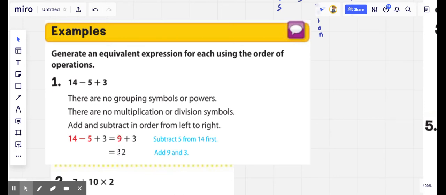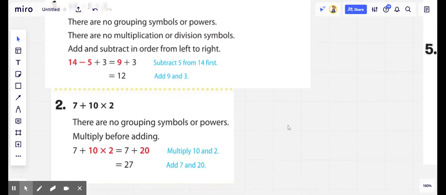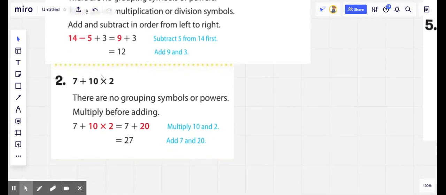All right. Let's look at example number 2. Number 2 is 7 plus 10 times 2. All right, there's no parentheses or powers, no exponents, but there is multiplication. Okay, so we have to multiply before we add, because multiplication comes before addition and subtraction in the order of operations. So first they multiply 10 times 2, and so that's 20. And then they just added 7, so that's 27.